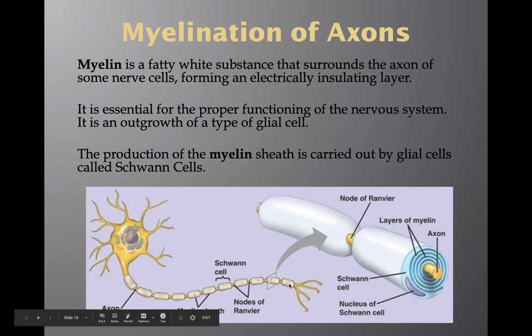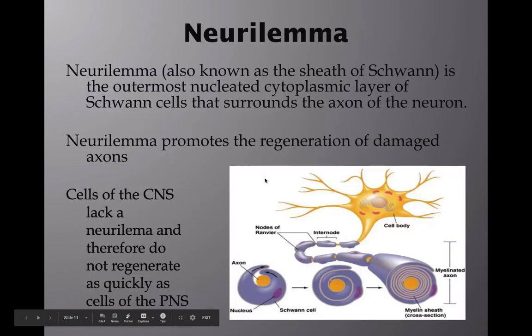Now, let's remember that all of the Schwann cells together create the myelin sheath. So there's 1, 2, 3, 4, 5, 6, 7, 8, 9, 10, 11 Schwann cells along this axon that are creating the myelin sheath. Okay? All right, let's keep going with this.